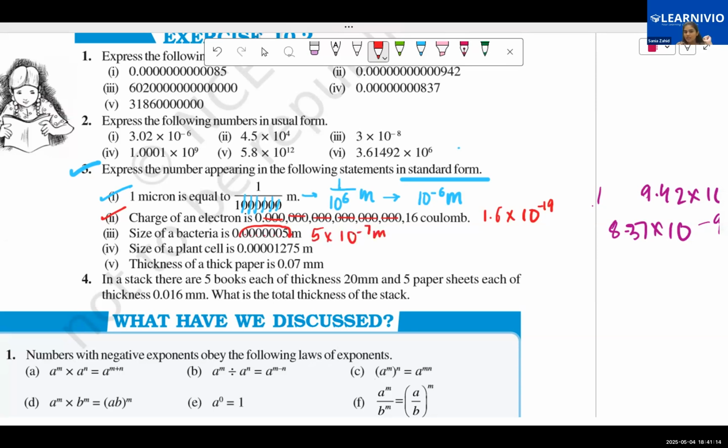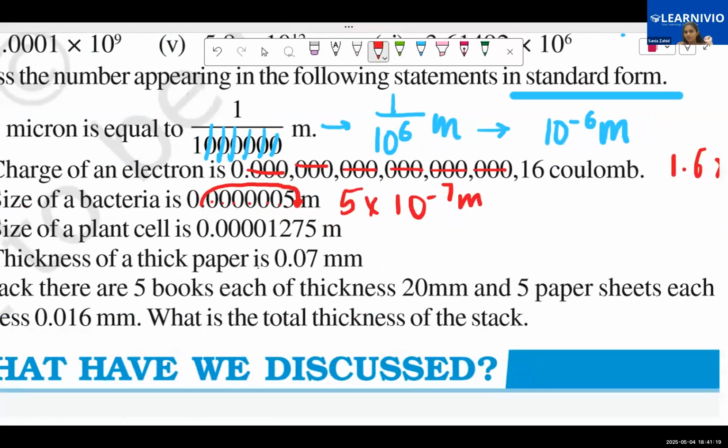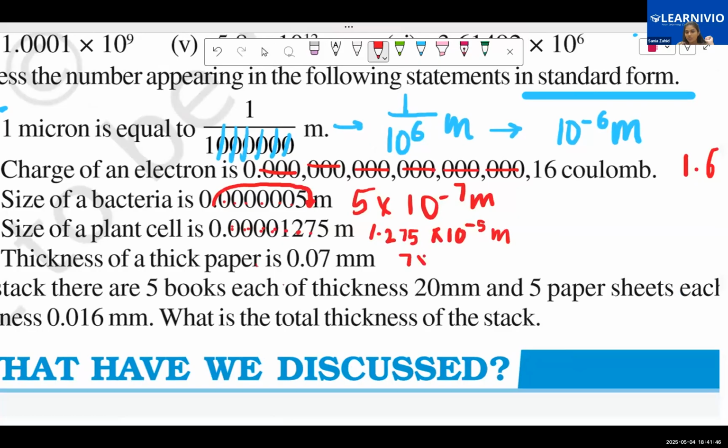Then the size of a plant cell is, Mustafa, tell me this one. Ma'am, you'll shift the decimal to 1.275 multiplied by 10 to the power what? How many numbers are there? 1, 2, 3, 4, 5 numbers. So minus 5. Okay, next one. Thickness of paper in millimeter. So it becomes 7 into 10 raised to the power minus 2 millimeter. Okay, children, this is how you will do.